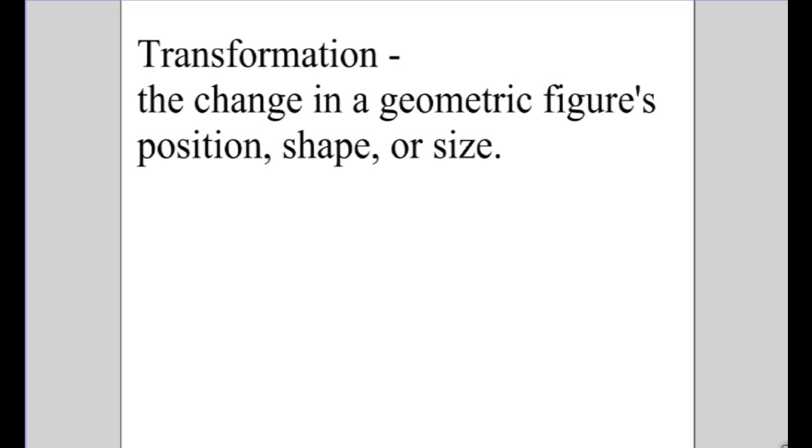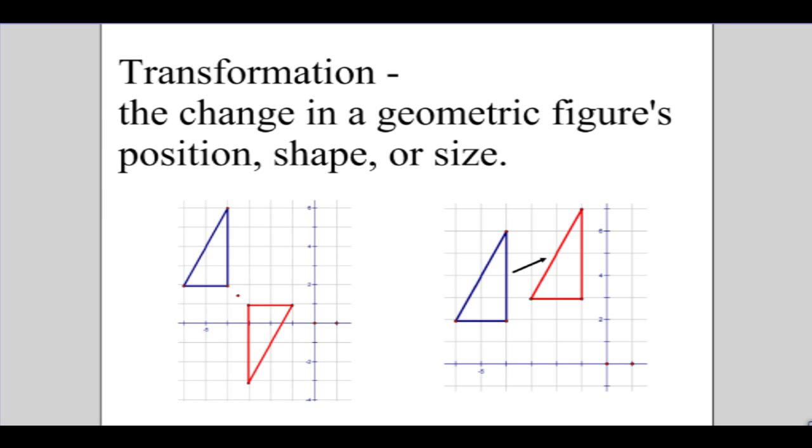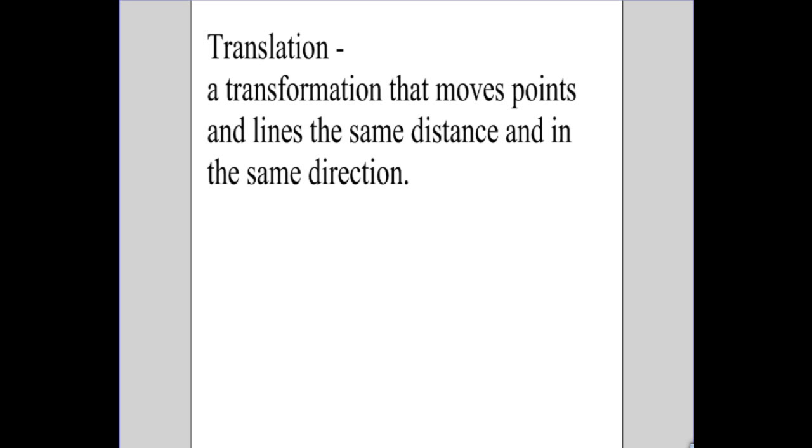But before we get into that, we have to do a little bit of reviewing. What we need to review are the different movements that we have in geometry, namely transformations. A transformation is the change in a geometric figure's position, shape, or size. Here are a couple of examples of transformations that we'll use today. The first one's called a translation. A translation is a transformation that moves points and lines the same distance and in the same direction.